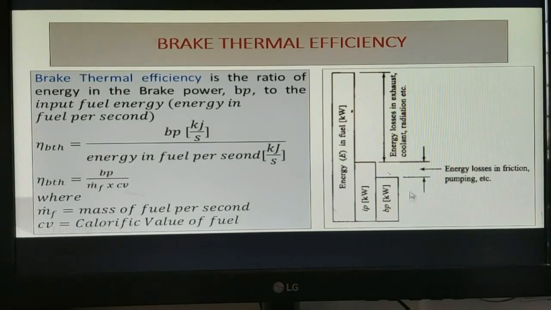See, mainly we are interested in brake power, that is the useful power. So brake thermal efficiency is a very important parameter for any engine. Whenever you are finding the brake power, how much percentage of input energy is converted into the brake power is very important. So this is brake thermal efficiency.